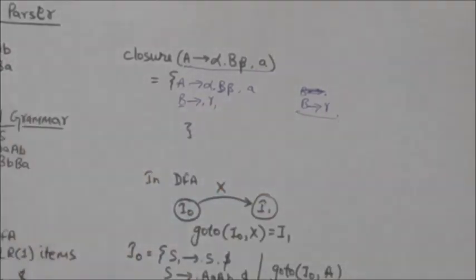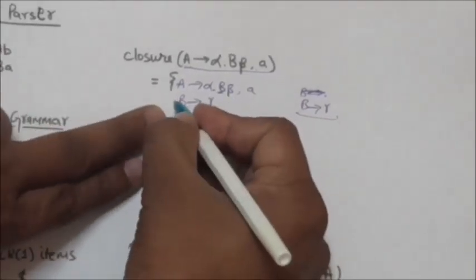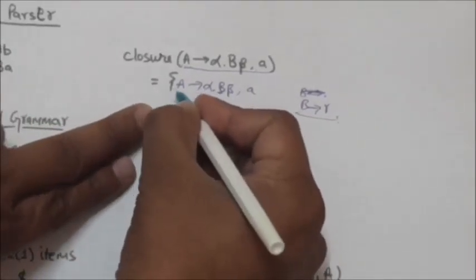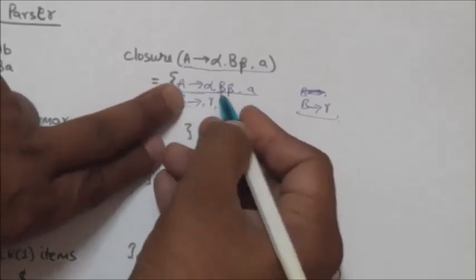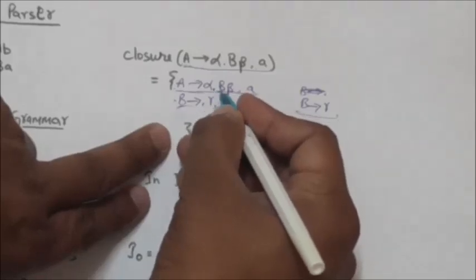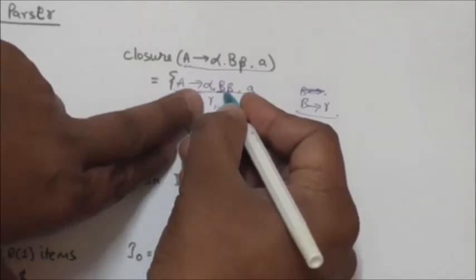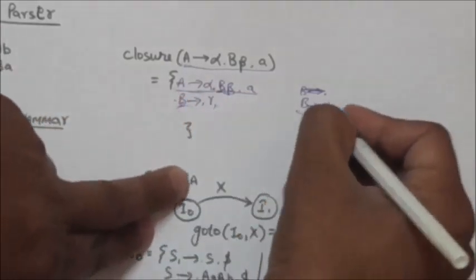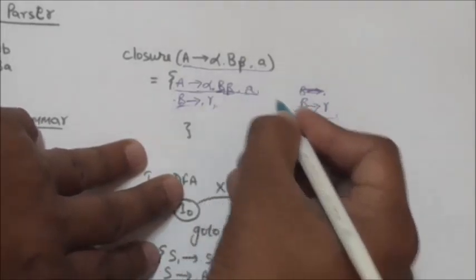Now what would be the look ahead symbol for this item? See here, we have added this item because of this earlier item, and in that item you can see that the non-terminal symbol B is following the dot, and after B there is a string beta, and the look ahead symbol is a.